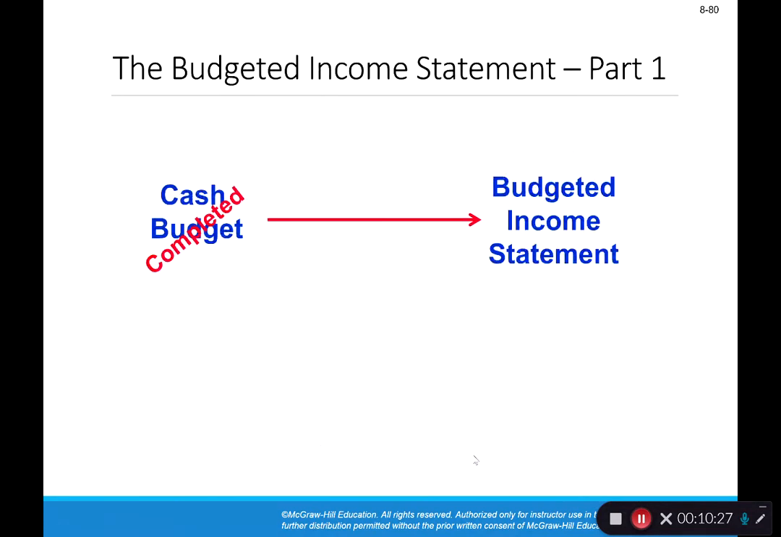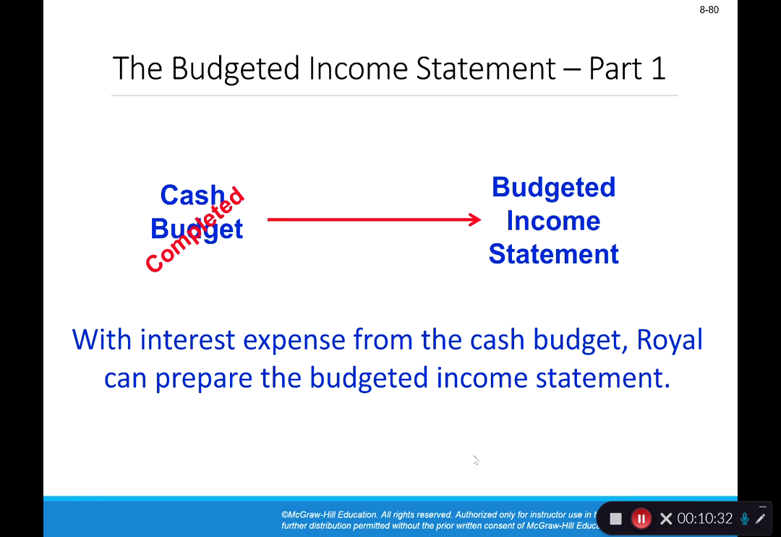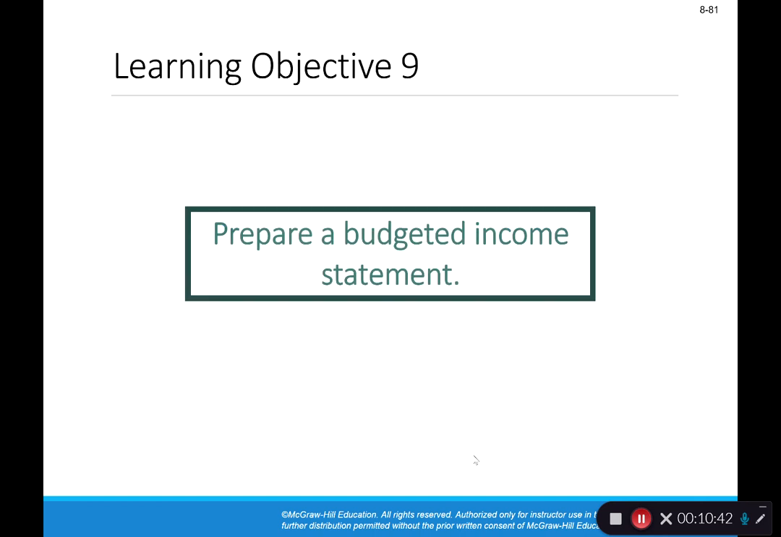Now that we completed our cash budget, we're going to have to create our budgeted income statement and budgeted balance sheet, and then we'll be done with our master budget. So with interest expense from the cash budget, we can prepare our budgeted income statement. Income statement is revenues minus expenses, as you may remember.